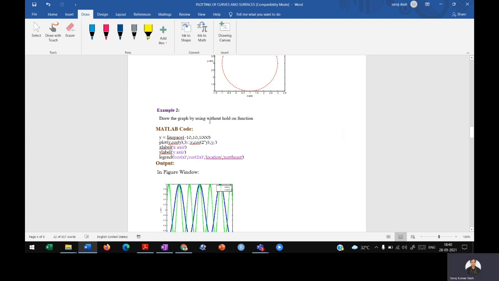Draw the graph without using the hold on function. Actually, we are going to use it without the hold on function, and then we will use the hold on function, so that you understand the difference. Suppose we generated the set of points between -10 to 10. How many points? 1000, and stored where?